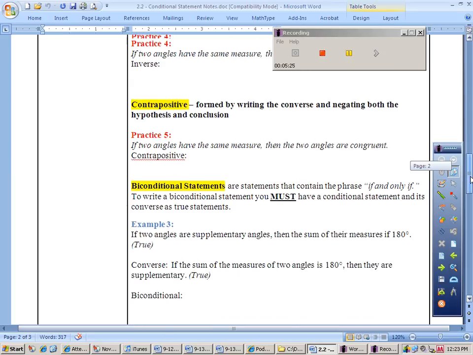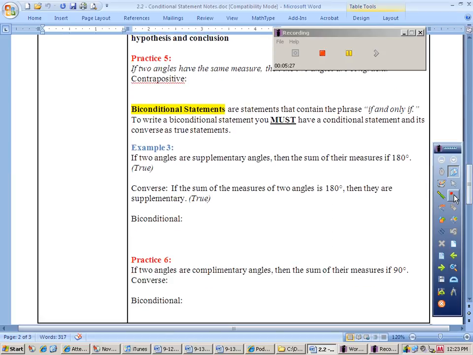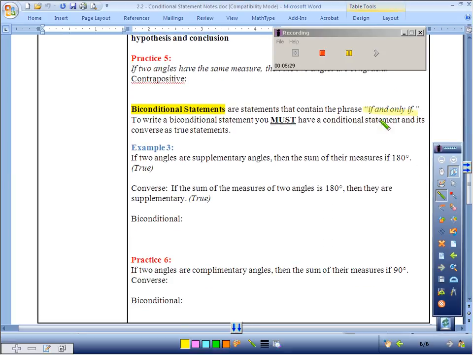Biconditional statements are a special type and contain the phrase if and only if. This is the key here. And it must have both the conditional and the converse true. Take a look at the example below. If two angles are supplementary, then the sum of their measures is 180. Sorry, this should say is. That is a true statement. We know that supplementary means 180.